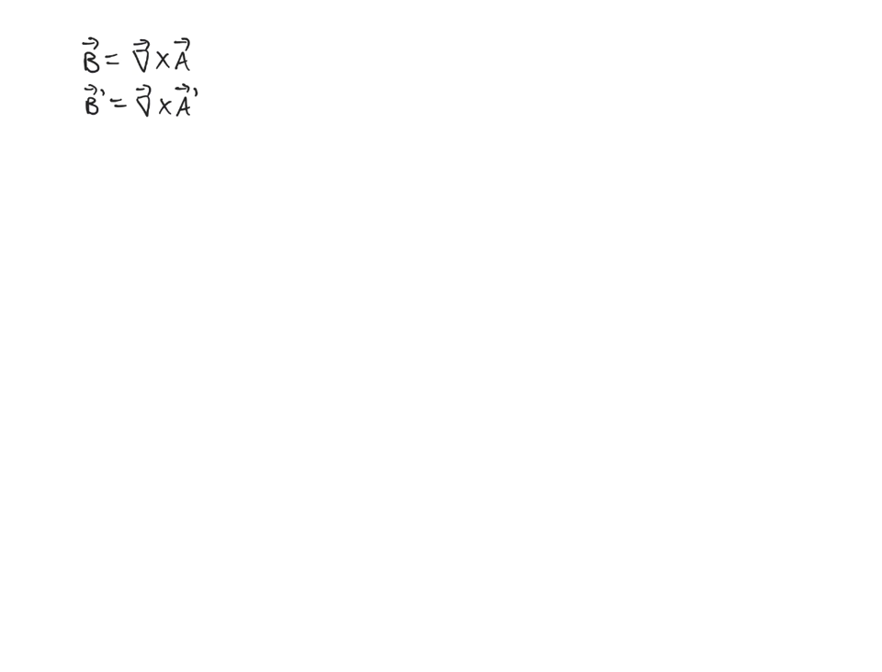What we require is that B is equal to B primed. The physical observable, which is the magnetic field, is not changed. And what we want to know is what is the most general condition on A and A primed. Obviously, B is trivially equal to B primed if A is equal to A primed, but that's not the only thing that we can have.